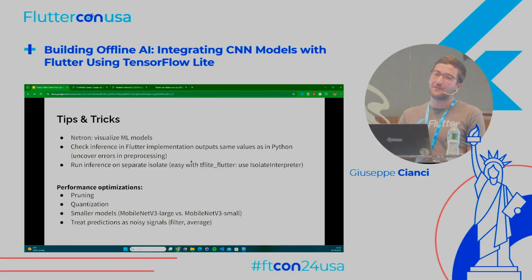Then, run your inference on a separate isolate to not block up the UI thread. If you want to perform some performance optimizations, you can do pruning, which is removing parts of the network which are not as important. Quantization, which means that instead of using float values for the weights, you use just 8 bits or something to make the model smaller. Then there's a different model: I used MobileNet v3 large. There's also MobileNet v3 small, which is less accurate but faster. And another idea, if your accuracy is not very good, is to just average the output.